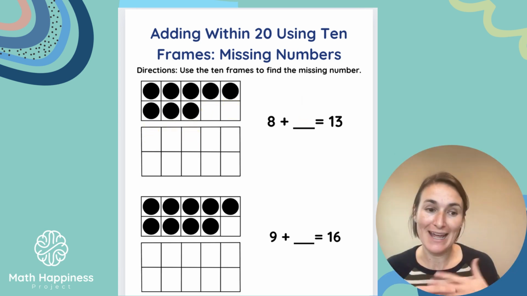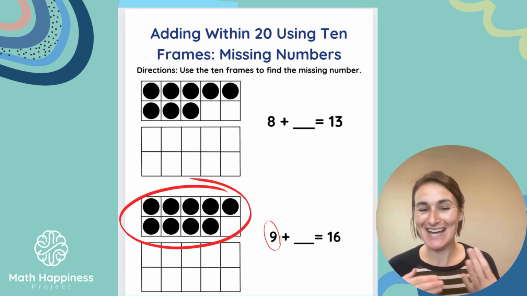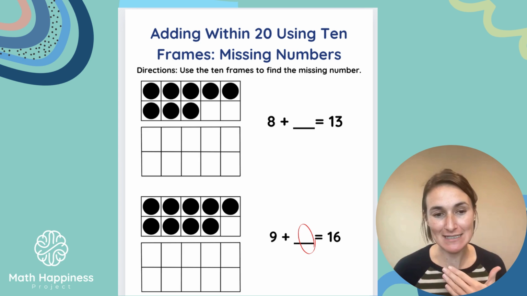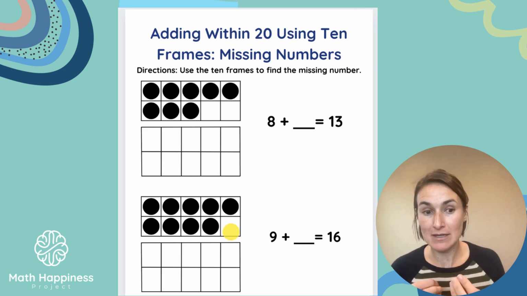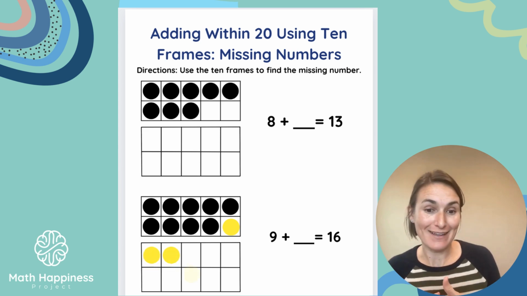Down on the bottom, I have 9 in my 10 frame. I see a 9 in my equation. I have to add something to that 9 to get to 16. I'm going to add 1 to the 10 frame with 9 in it. That got me to 10 right away. And now I have to keep going and keep adding items into the second 10 frame until I get to 16.